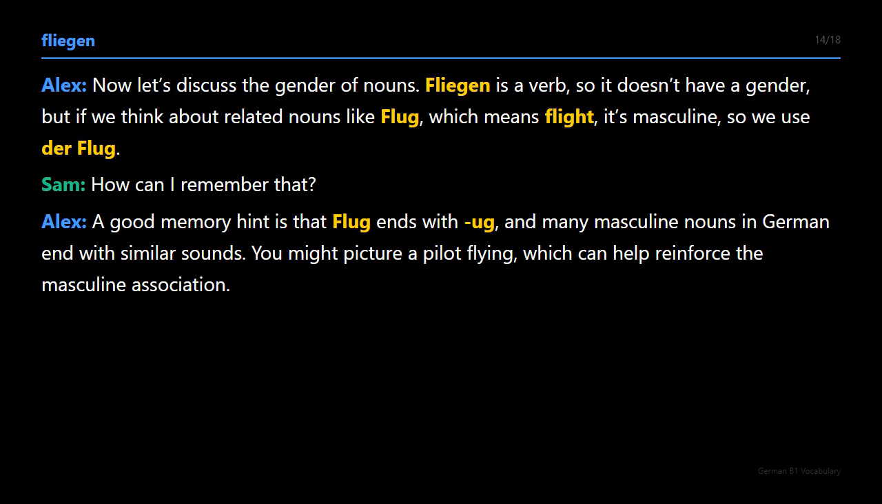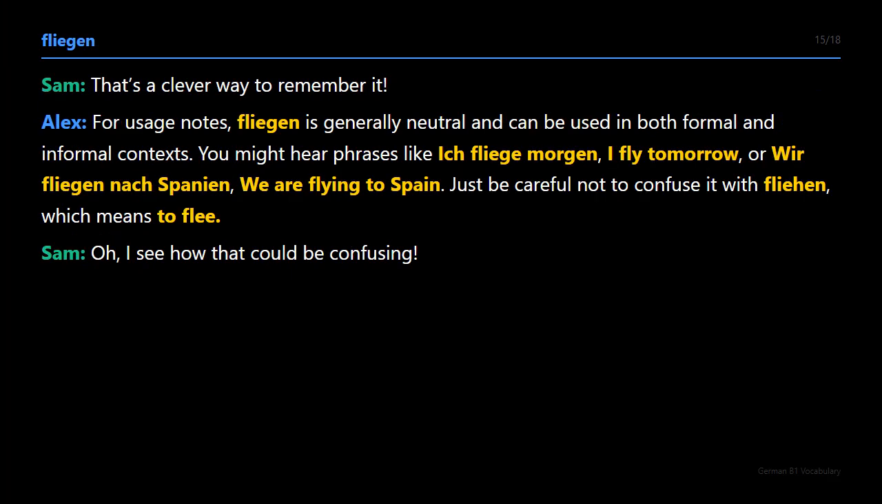A good memory hint is that Flug ends with a sound, and many masculine nouns in German end with similar sounds. You might picture a pilot flying, which can help reinforce the masculine association. That's a clever way to remember it.